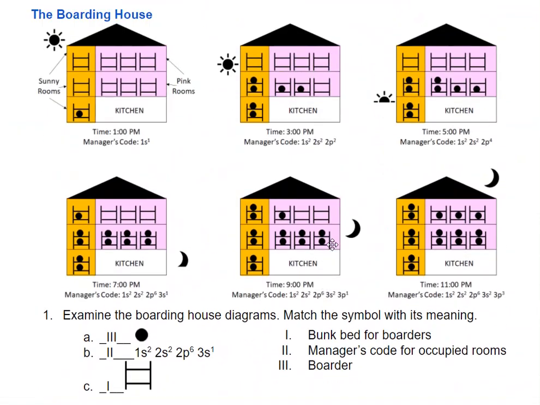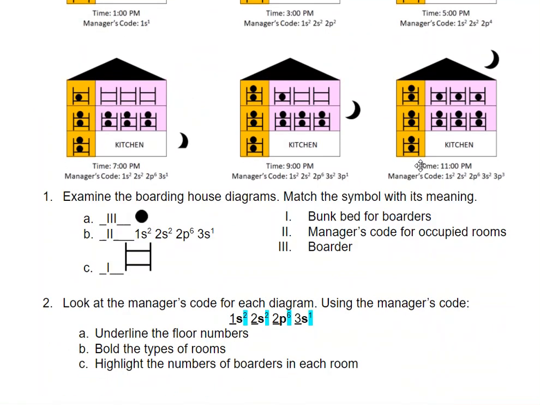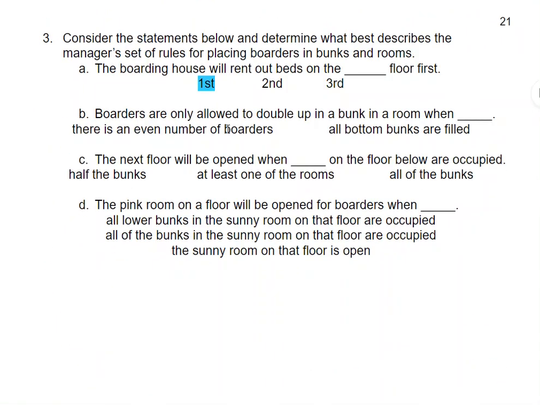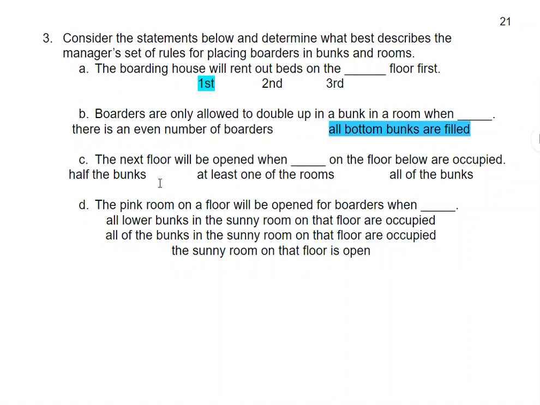Boarders are only allowed to double up in a bunk, so in a room. So we've got to look here. Here, these two aren't doubled up, but once the bottom bunk is filled, now we can double up. We see the same thing here, the bottom bunk, then the top bunk. So boarders are only allowed to double up when all of those bottom bunks have been filled.